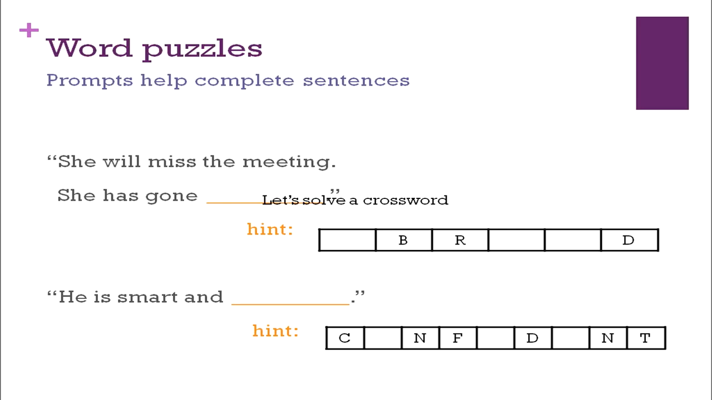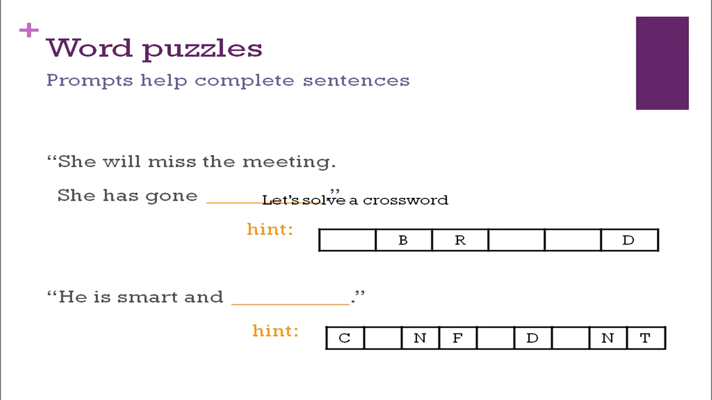Word puzzles. Now, word puzzles are another type of activity that can be taken up in the classroom to help develop words in context, vocabulary in context. It helps complete sentences. She will miss the meeting. She has gone dash. Now, hints are given here. Some letters of the alphabet are given. So, she has gone somewhere and we need to fill it.